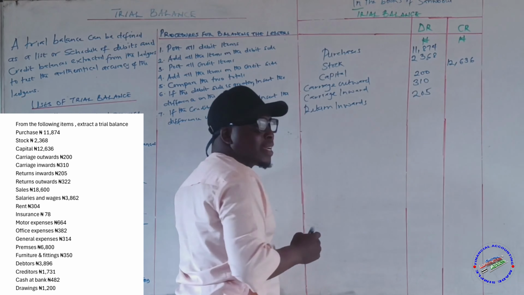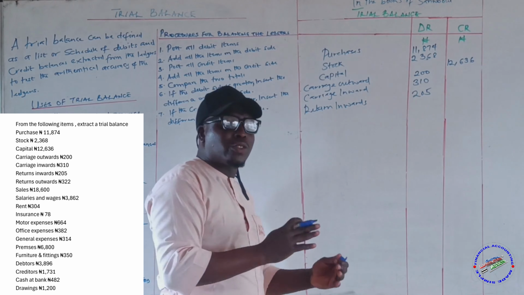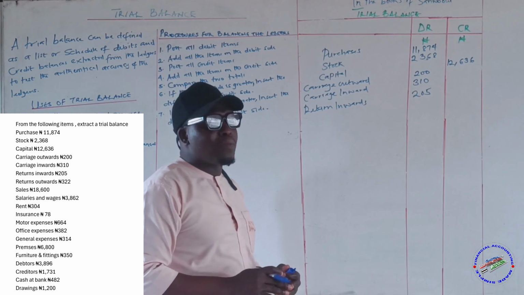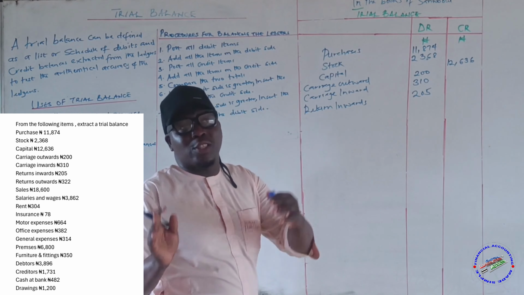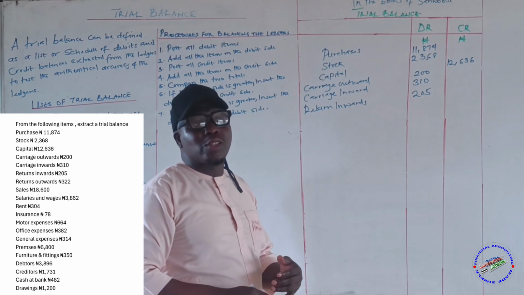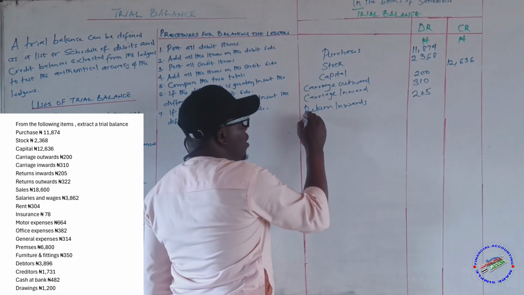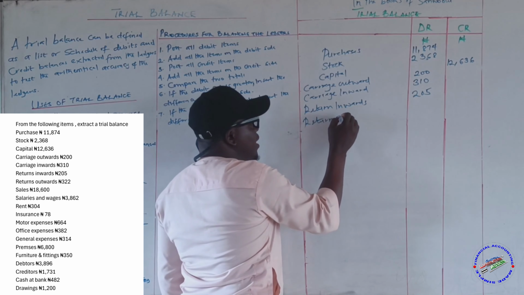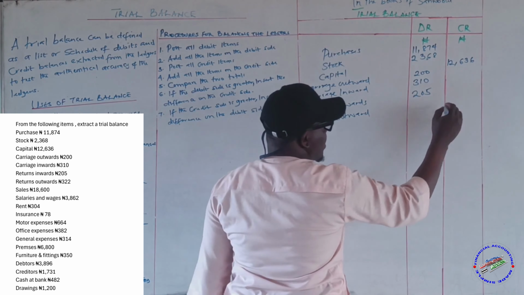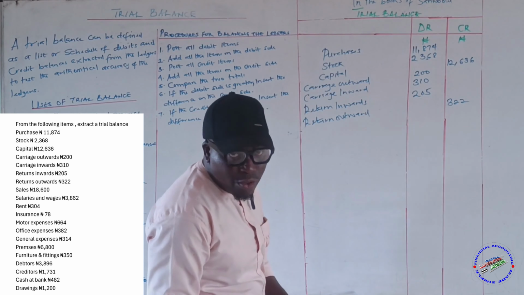The next one is return outward. The same way the customer returns goods to you because they are faulty or do not meet the specification, you too might want to return goods to the supplier. Returning those goods to the supplier or the manufacturer is called return outward. We are taking it back to where we bought them from. And return outward is going to have a credit balance. That's amount 322.